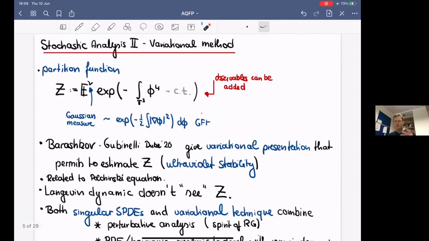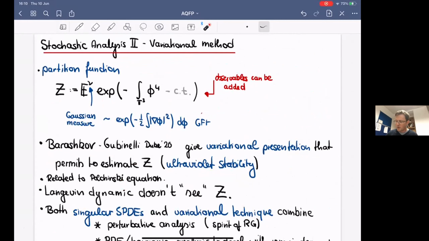Another point of view that I want to actually advertise a bit in this talk, which I like a lot, to look at these measures using stochastic analysis techniques, is something more recent, which was put forward by Barashkov and Gubinelli and has appeared in the Duke Math Journal just last year. And that is a variational representation of the partition function of this measure.